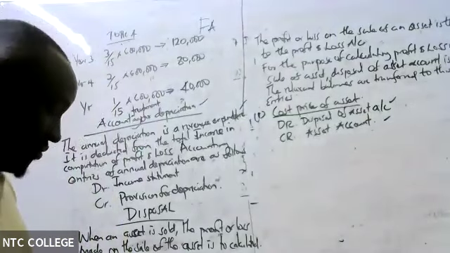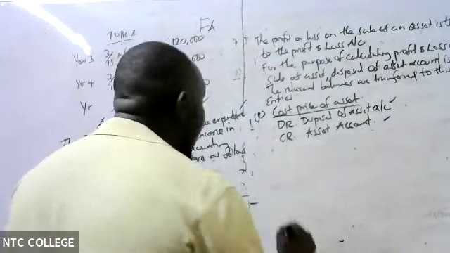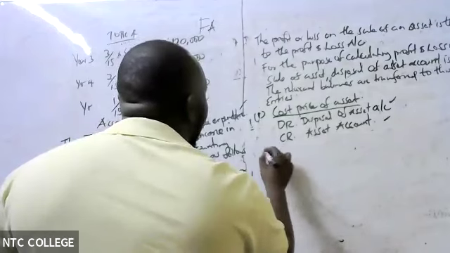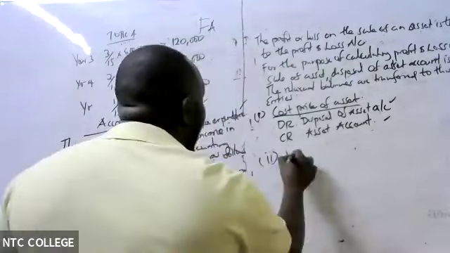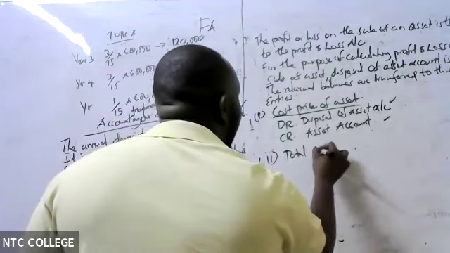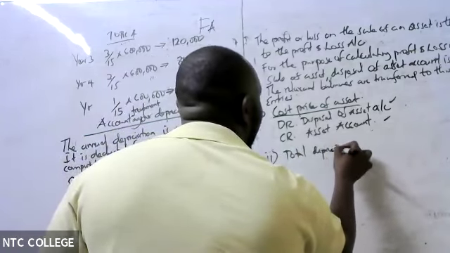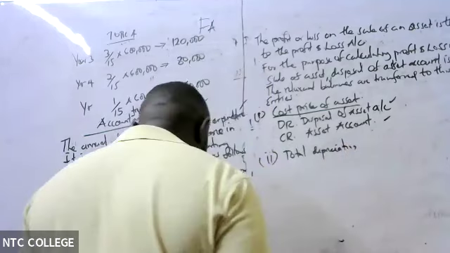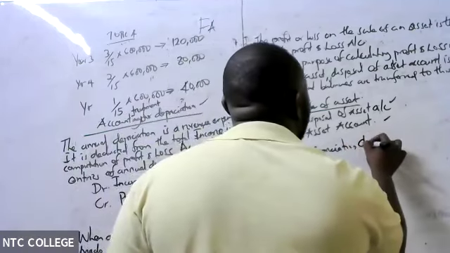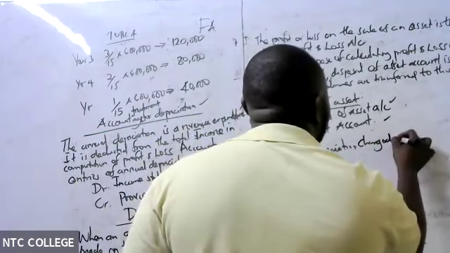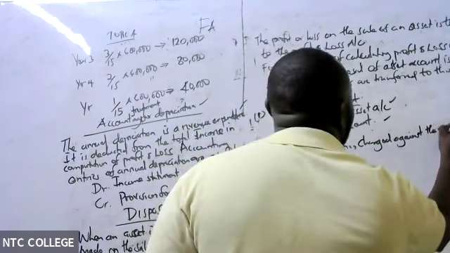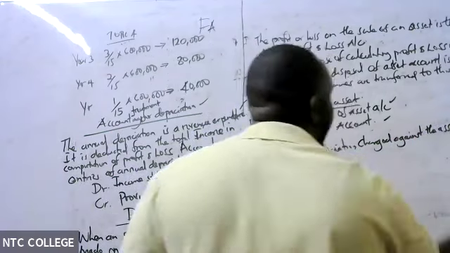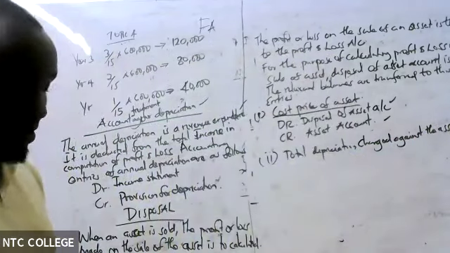So entry two, we're basically saying that we go to the total depreciation charged against the asset. Total depreciation charged against the asset.